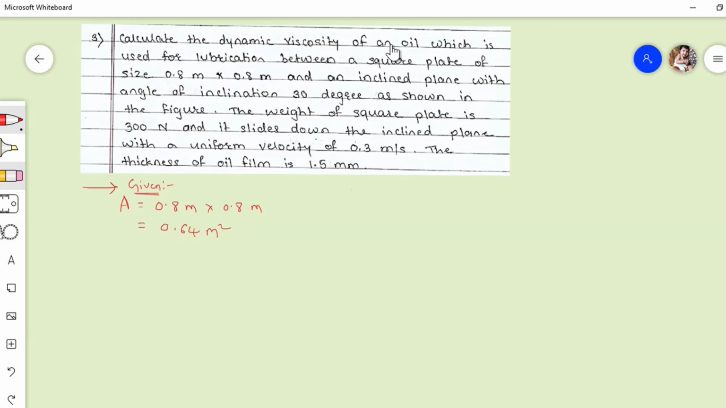Calculate the dynamic viscosity of an oil. So what we have to find? Dynamic viscosity. Viscosity of oil which is used for lubrication between the square plate of size this and the inclined plane with the angle of inclination 30 degree.